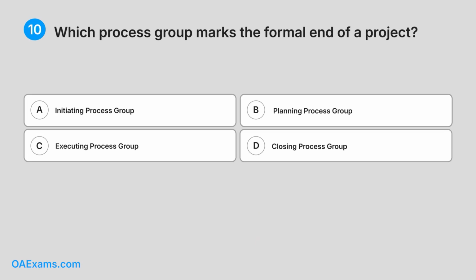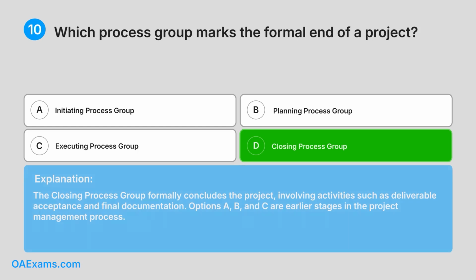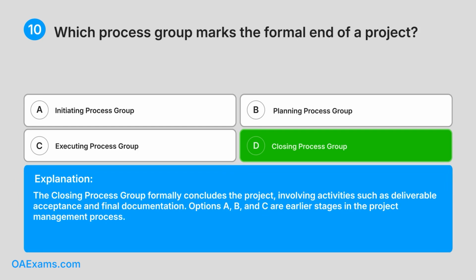Correct answer. D. Closing process group. Explanation. The closing process group formally concludes the project, involving activities such as deliverable acceptance and final documentation. Options A, B, and C are earlier stages in the project management process.